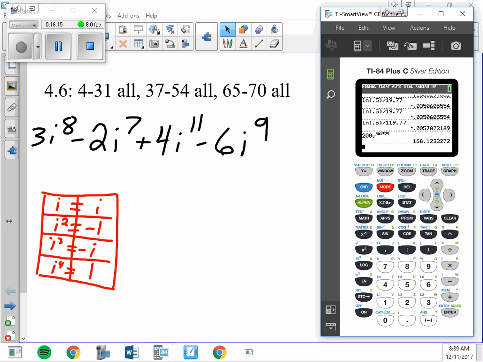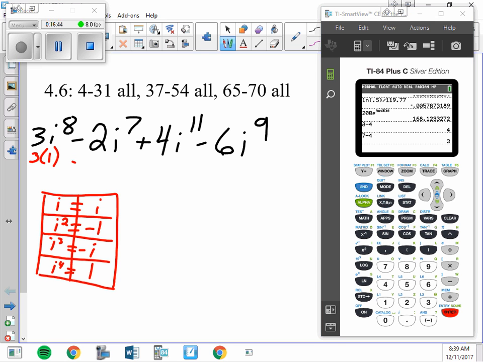So the first one is i to the 8th. I do 8 minus 4, and I get 4. So i to the 8th is exactly the same as i to the 4th. So that would be 3 times 1. Okay? And then i to the 7th, 7 minus 4 is just 3. So i to the 7th is exactly the same as i to the 3rd. And I get negative 2 times negative i, because i to the 3rd is negative i.